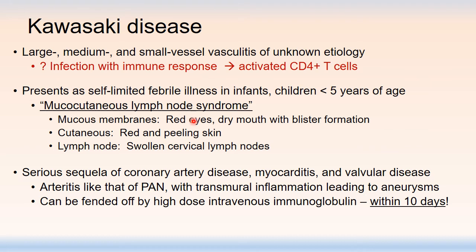Sometimes it's called mucocutaneous lymph node syndrome. So mucocutaneous lymph node. Mucous membranes include red eyes, dry mouth with blisters, cutaneous, red and peeling skin. And then lymph node, of course, refers to lymphadenopathy, particularly in the cervical chains. After this occurs, the residual vasculitis has serious sequelae, including coronary artery disease and cardiac valvular disease. If you recognize this syndrome early enough, you can do intravenous immunoglobulin or IVIG within 10 days, and you can avoid some of the more significant long-term consequences of this disease.